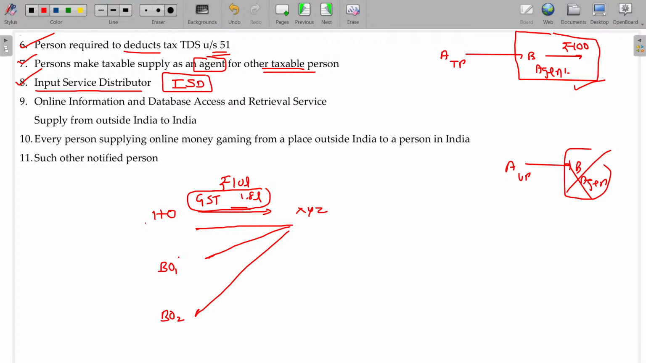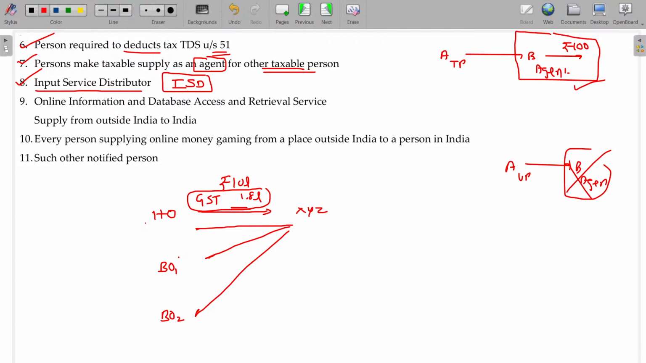Okay, so there are lots of branches for your reputed concerns. Samsung has wider branches and Vivo and all the Bata showrooms. And they give the common advertisement. Okay, but the payment is made by HO to XYZ. Now the question is, overall GST paid on the input services, who has to claim this? Whether it is for the HO or branch office 1 or branch office 2.